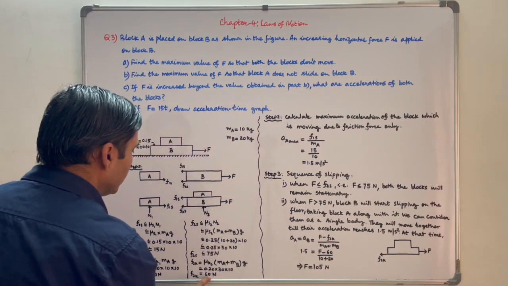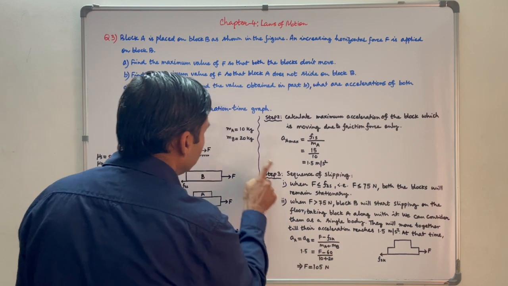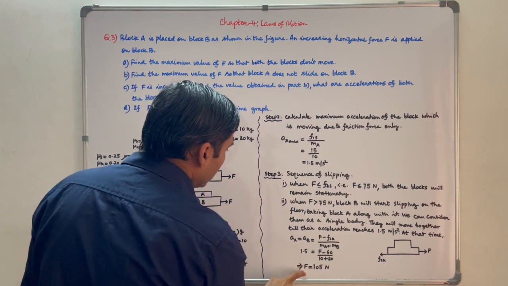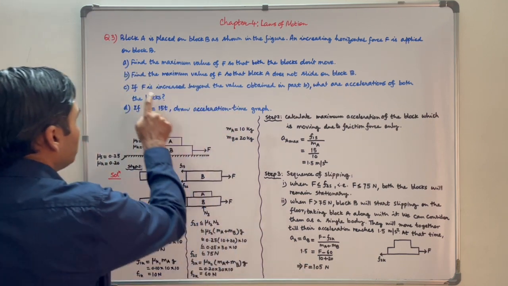F2k we have calculated as 60 Newton. mA is given as 10 kg. mB is given as 20 kg. So F comes out to be equal to 105 Newton. This is the answer of part B.